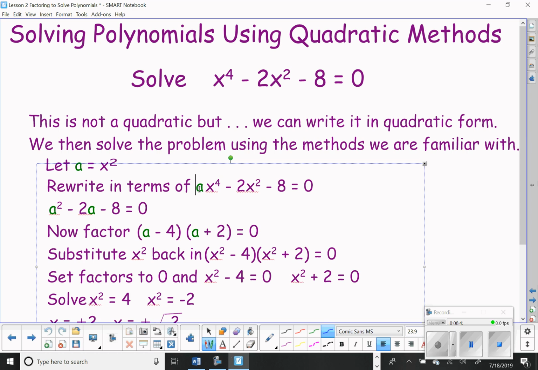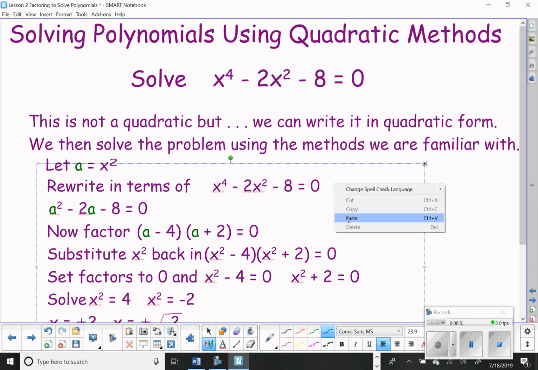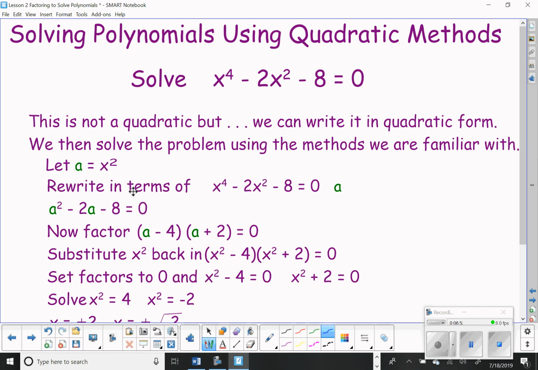We're going to do this. Cut. I don't know what happened there. And paste. Okay, we're going to rewrite in terms of a.